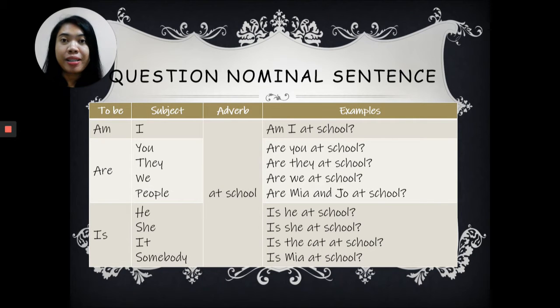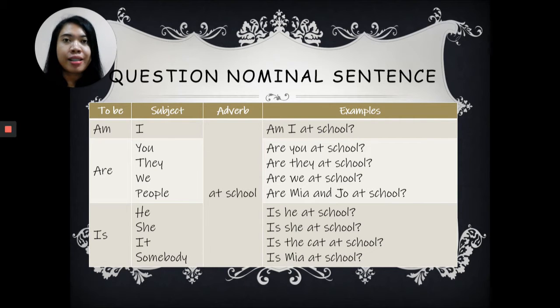Okay, now let's discuss the question nominal sentence. Remember, in a nominal sentence, we don't use any verb, but we use an adjective, adverb, or noun. In this question nominal sentence, I choose adverb, or kata keterangan. Look at here. How to make this sentence? We put to be, am, are, and is at the beginning of the sentence.